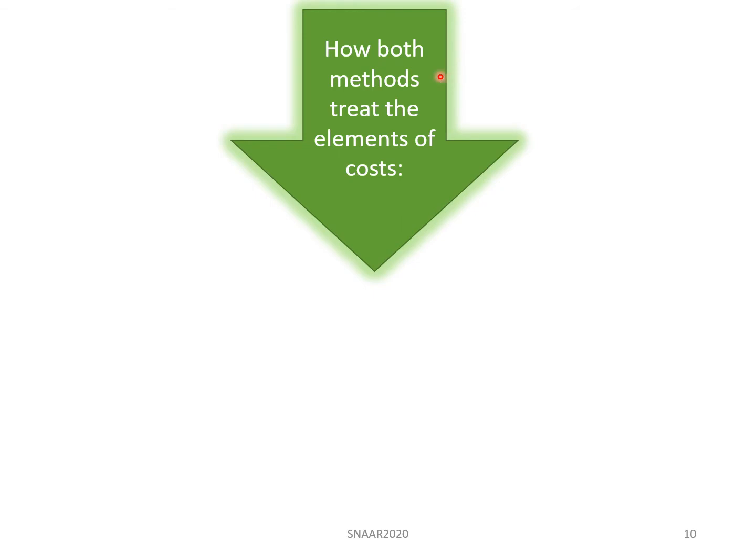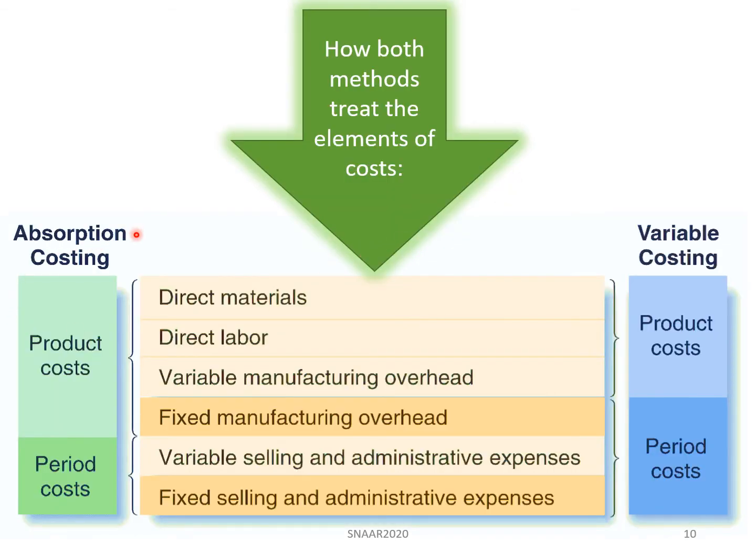This is how both method treat the elements of cost. Ini summarize daripada yang kita tengok slide sebelum ni. Okay. So, this one adalah absorption costing. Untuk absorption costing, product cost dia akan ada direct material, direct labor, variable manufacturing overhead dan juga fixed manufacturing overhead. Dia punya period cost hanyalah variable selling and admin dan juga fixed selling and admin dan other non-production cost lah macam insurance ke, that one akan duduk dekat period cost.